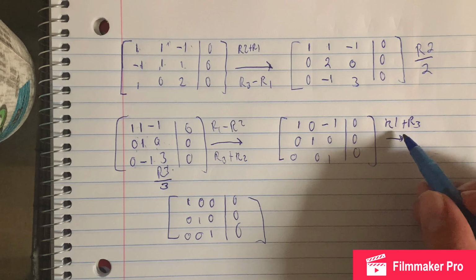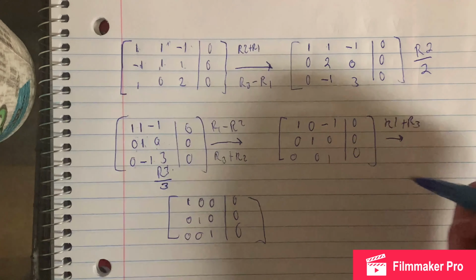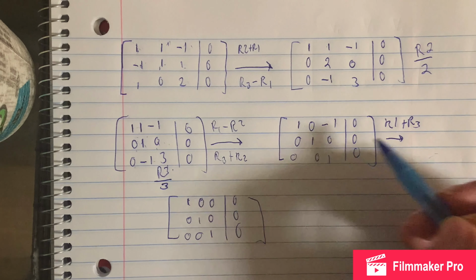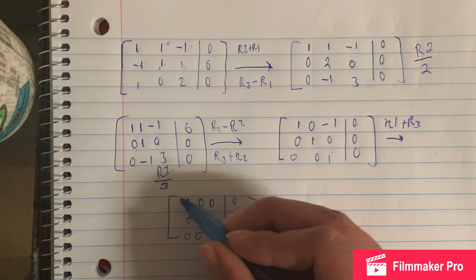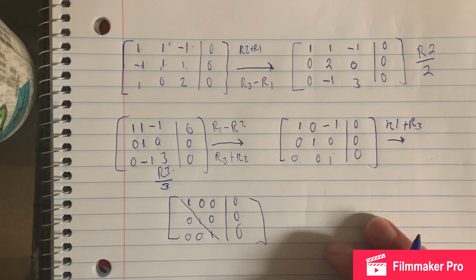Then finally, we want to add row 1 and row 3, since this is the only thing that's bothering us. It's going to be 1 0 0, and finally we end up like this in a row, and that's how we know that it's linearly independent.